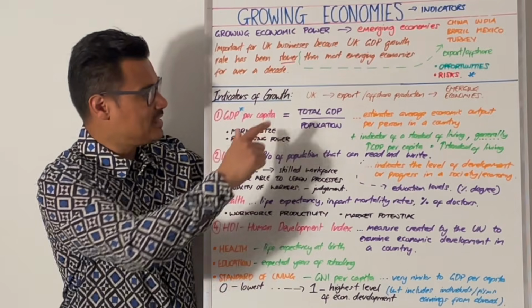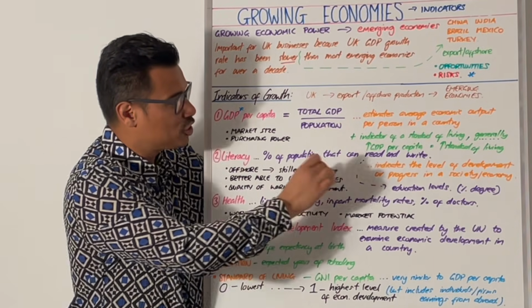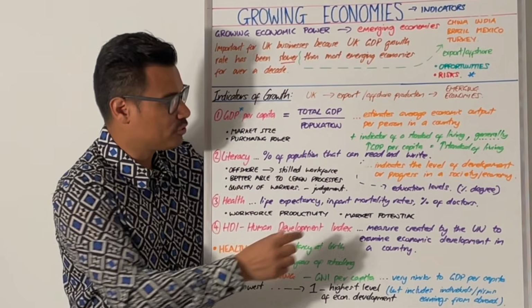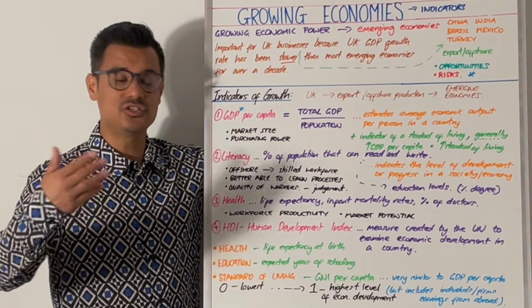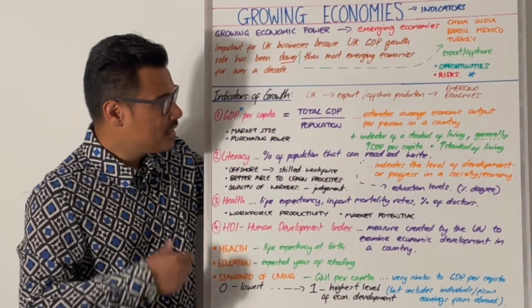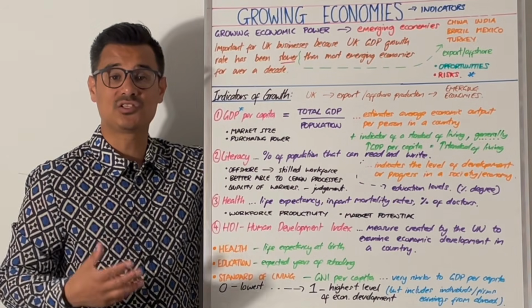Now, the second of the indicators of growth is literacy rates. So we're thinking here the percentage of the population that can read or write. Or it could be much more advanced, and it could be looking at education levels, maybe the levels of a certain degree or degrees in general. Now, this is again an indicator of the level of development or progress within a society or economy.